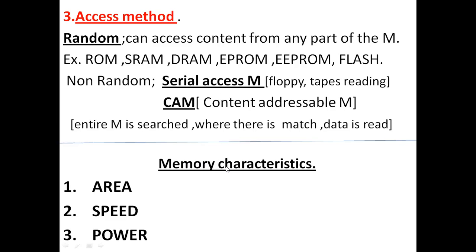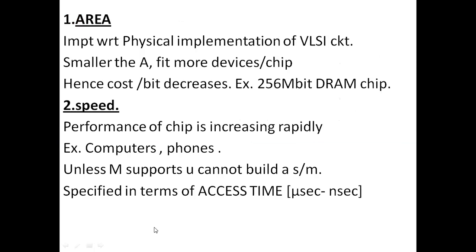So regarding the memory characteristics, we have three: area, speed, and power. Area is an important parameter with respect to the physical implementation of VLSI circuits, because the silicon surface is itself very small. In that small silicon chip or substrate, we need to implement so many circuits and devices. So the smaller the area, the more devices fit per chip.